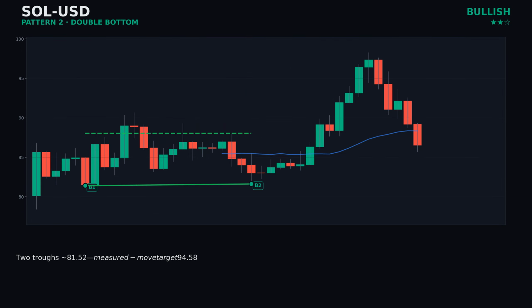Pattern number 2. This is the double bottom. It's a bullish formation with 2 out of 3 strength. 2 troughs, 81.52. Measured move target, 94.58. You can see on the chart exactly where the key swings line up. That's what confirms the structure, not just my word for it. The textbook measured move projection is plus 114.8%. That's the typical rally once the pattern fully completes. It's a guide, not a guarantee. So we still need our SL in place.